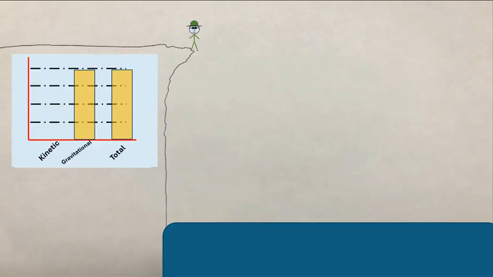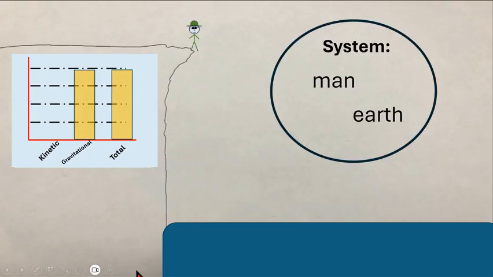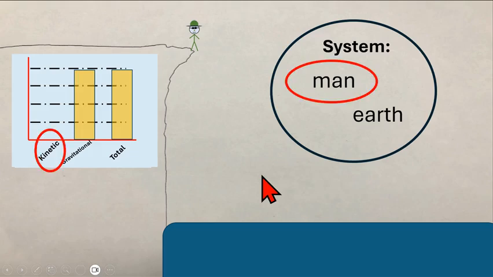So now here's the different types of energy: kinetic energy, gravitational energy, and then you have your total energy, which would be a combination of the two, where these two bars should always add up to give you the total. Now what you have here, whether you know it or not, we've defined a system to be the man and the earth.